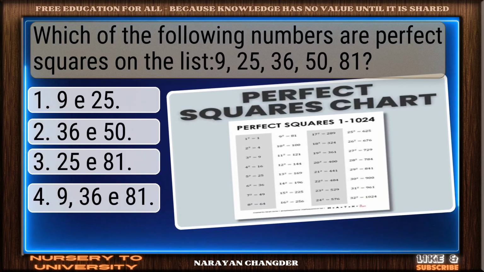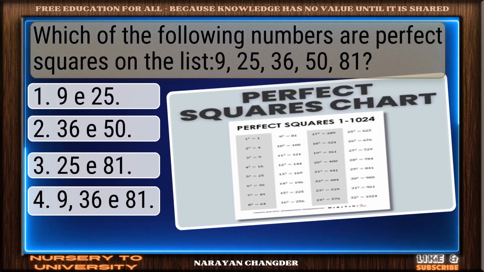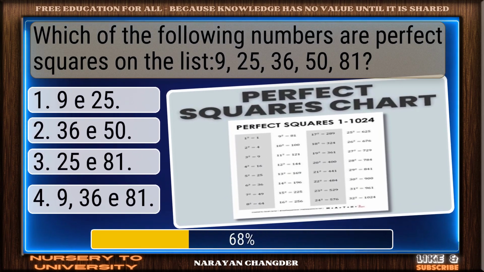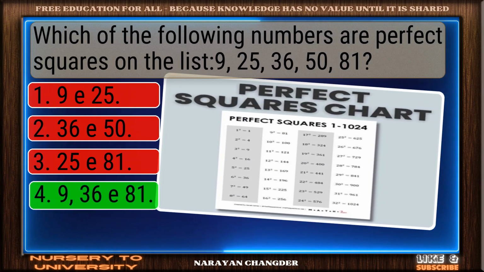Which of the following numbers are perfect squares on the list? 9, 25, 36, 50, 81. Perfect. 36, 81 is the correct choice.